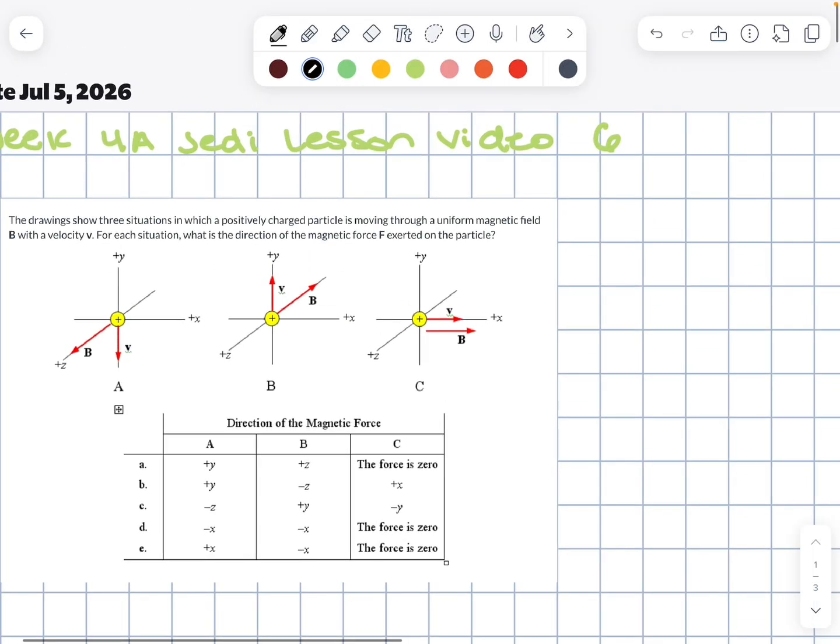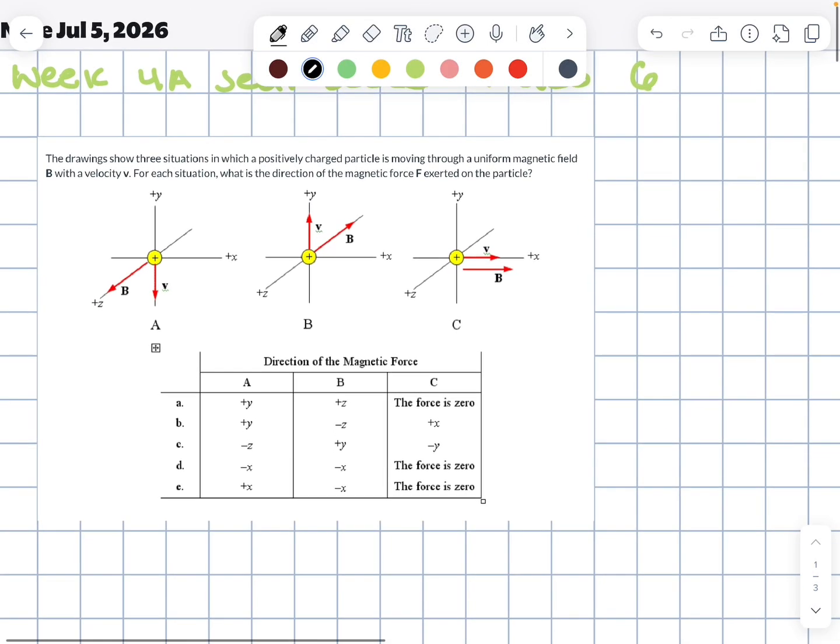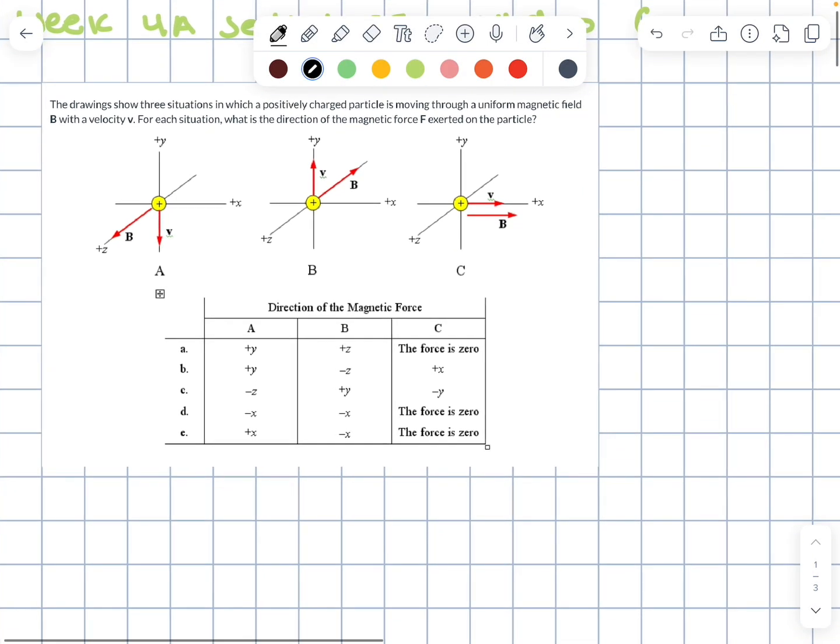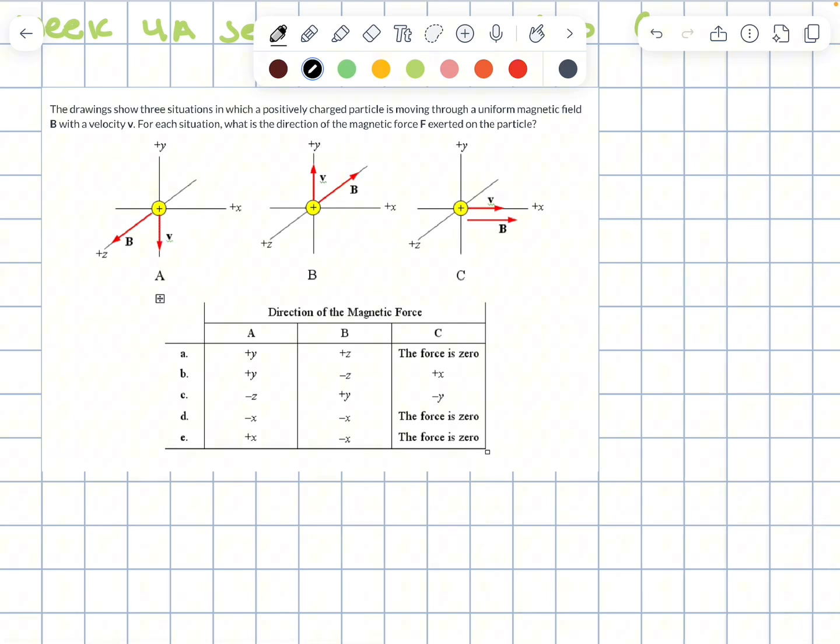Hello, welcome to Jedi lesson video 6. We're using week 4A material from Wiley Plus, and we're going to look at the first problem. I'm going to go over the right-hand rule because it's something we need for this problem, but first let me read the problem and then we're going to define a few of the variables.